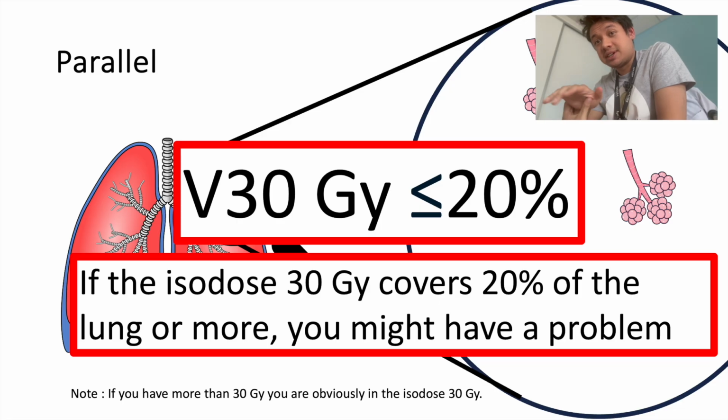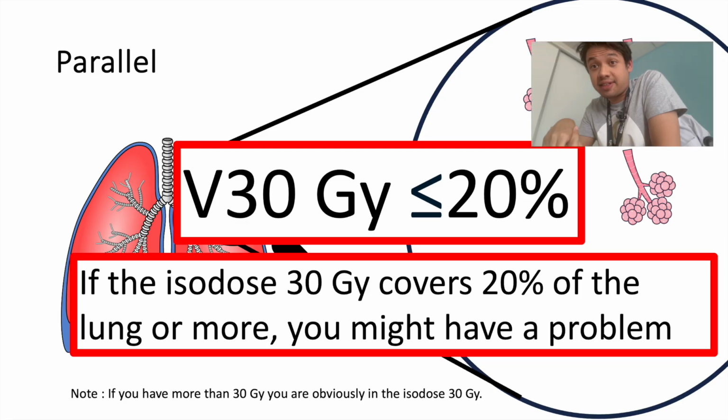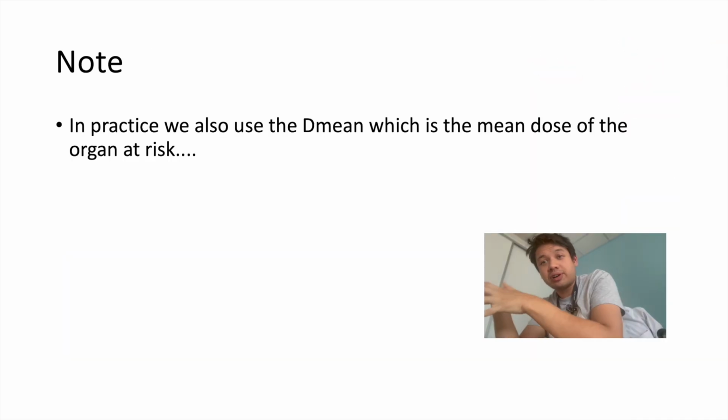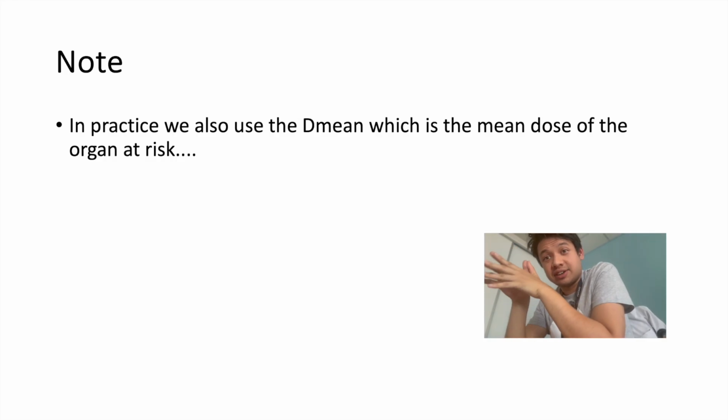What does this mean? This means that V30 gray, so the volume receiving 30 gray, is equal to 20% of the lung or less than 20% of the lung. So if the isodose 30 gray covers 20% of the lung or more, you might have a clinical problem. In practice, for parallel organs, you also use the mean dose. So in this example, you might have used the mean lung dose to evaluate the dose to the organ at risk and, of course, the risk of toxicity.